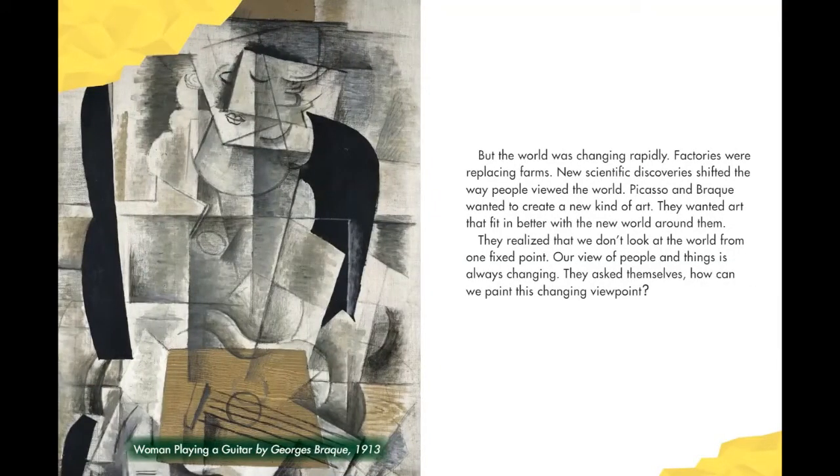But the world was changing rapidly. Factories were replacing farms. New scientific discoveries shifted the way people viewed the world. Picasso and Braque wanted to create a new kind of art. They wanted art that fit in better with the new world around them. They realized that we don't look at the world from one fixed point. Our view of people and things is always changing. They asked themselves, how can we paint this changing viewpoint?